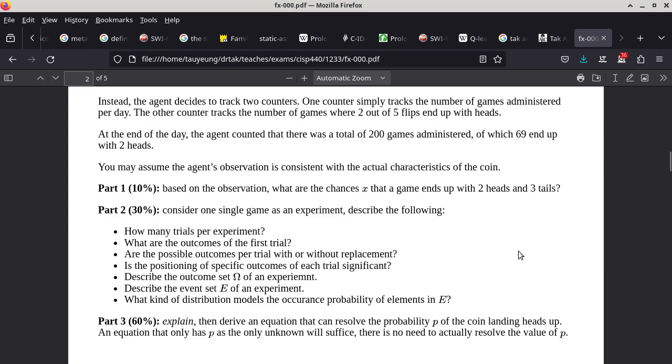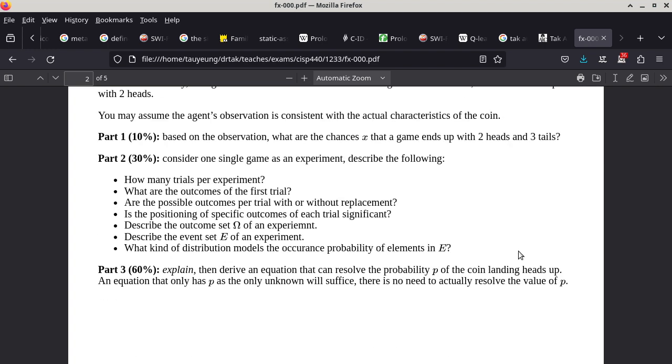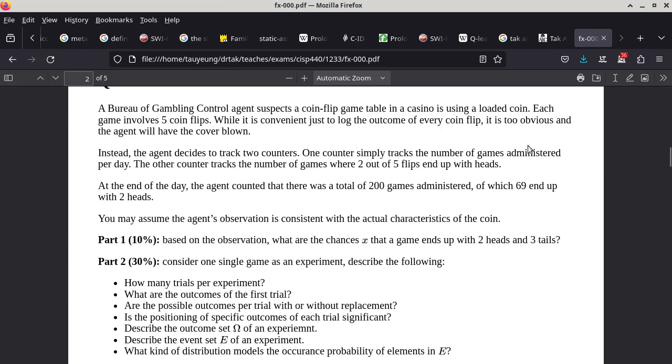All right, so there are multiple parts, okay? Part one, part two, and part three. Part one is only worth 10%. Based on the observation, what are the chances X, where X is the variable describing the chances that the game ends up with two heads and three tails? All right, so what do you think? Because it's only 10%, you can probably anticipate the answer is fairly simple.